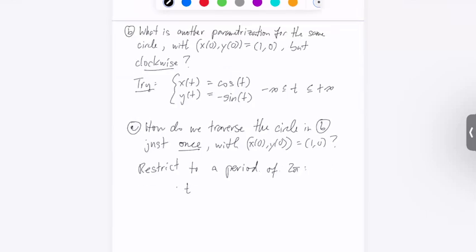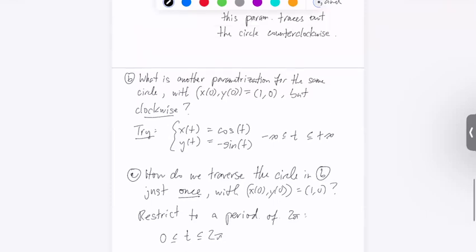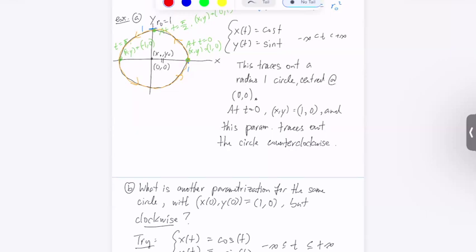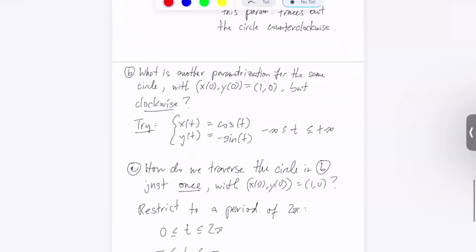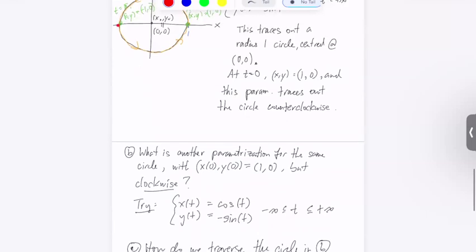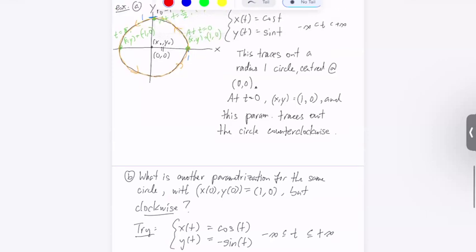So you could either do t between 0 and 2 pi, or you could also do t between minus pi and pi. If t is between 0 and 2 pi, then you start at 0 and go around, and at 2 pi you come back where you are. If you go from minus pi to pi, then your clock starts at t equals minus pi. You still pass through 1, 0 at t equals 0, and then you go on until you end at pi again, which is back here.